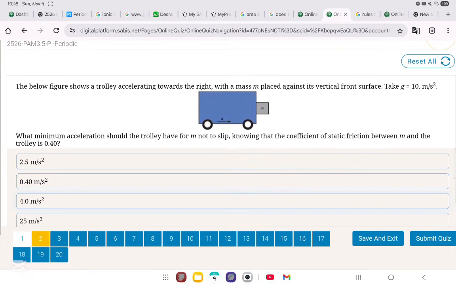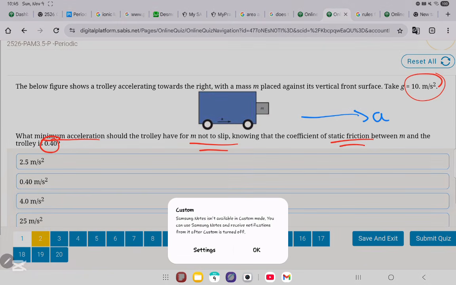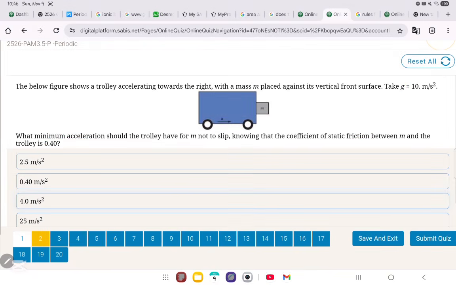What does it say? It says the below figure shows a trolley, this is the trolley, accelerating towards the right. So pay attention to the acceleration. With the mass m placed against its vertical surface, take g to be 10 meters per second squared. What minimum acceleration, what is the minimum acceleration they're talking about, should the trolley have for m not to slip, knowing that the coefficient of the static friction between m and the trolley is 0.4. This is the coefficient of the static friction.